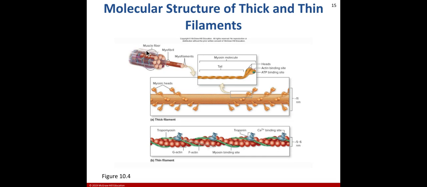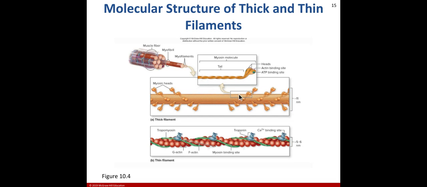So you've got your muscle fiber. You've got your myofibrils, and all of the little filaments are in here. If we were to take a look at these filaments, we would see that we've got this little head piece here where ATP can bind. This is our actin binding. This is the head region, and then we've got this tail.